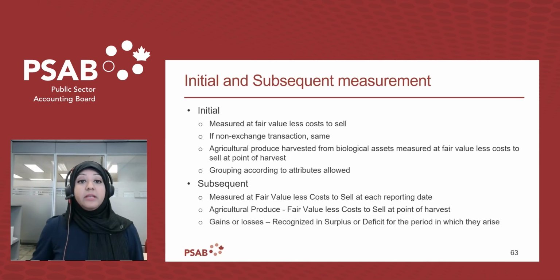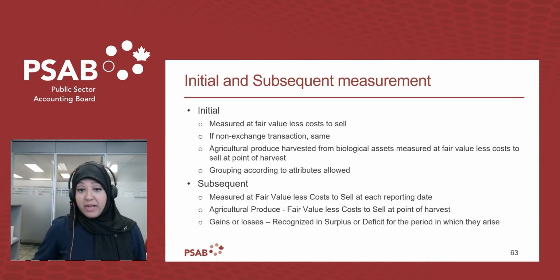Subsequent measurement of biological assets would involve measuring the assets at fair value less cost to sell at each reporting date. Agriculture produce is measured at fair value less cost to sell at the point of harvest. Any gains or losses are recognized in surplus or deficit for the period in which they arise.